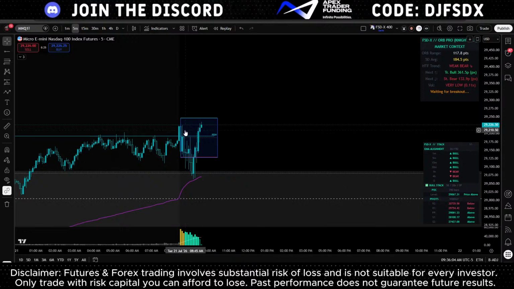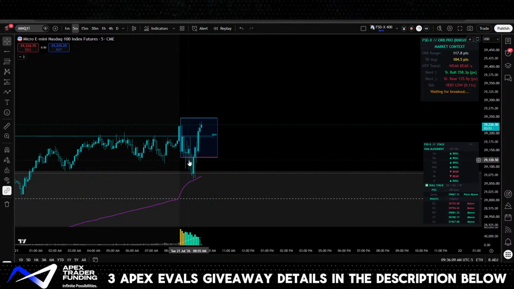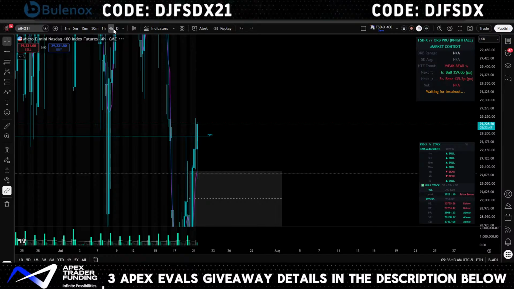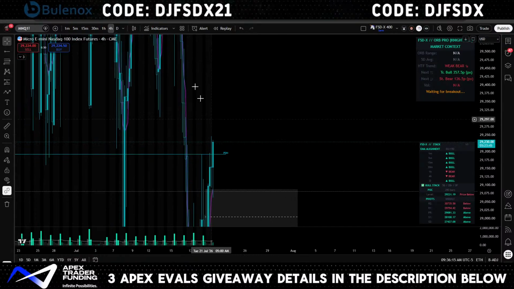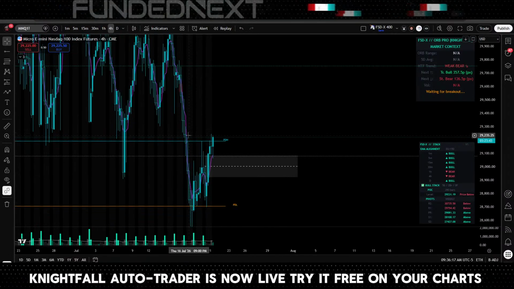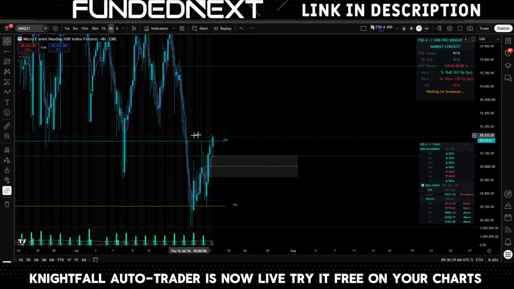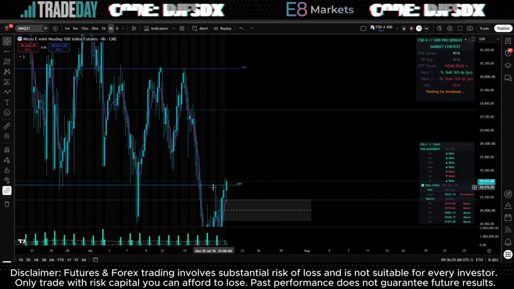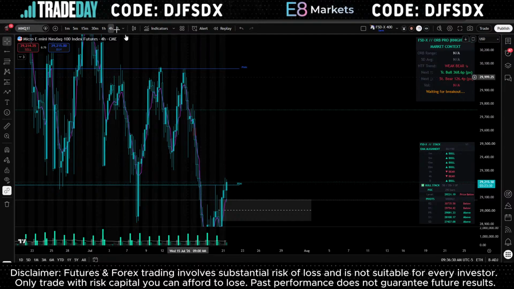A lot of confirmation here. We got the pullback to VWAP and then a strong push up. We tapped into this fair value gap here, and we definitely got some room to go up. We're going to be inside the next part of this range here, pushing. This is kind of like the middle range.